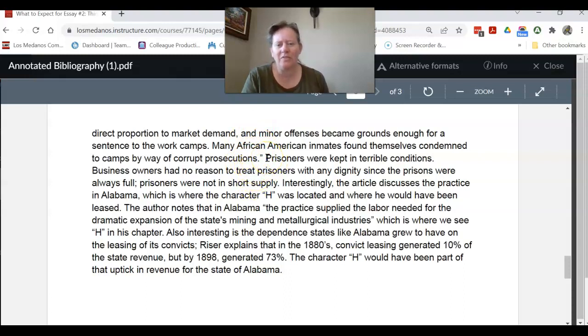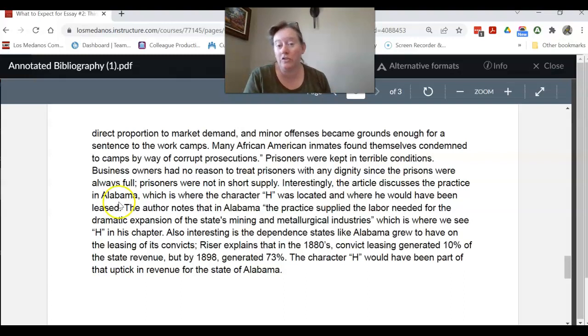It continues, prisoners were kept in terrible conditions. Business owners had no reason to treat prisoners with any dignity. Since the prisons were always full, prisoners were not in short supply. Interestingly, the article discusses the practice in Alabama, which is where the character H was located and where he would have been leased. And so for me, what was important was I wanted to make direct connections to what was happening with H. Because again, the author, Yaa Gyasi, talks about situating this character in this historical movement. And so for me, I wanted to try to do that.